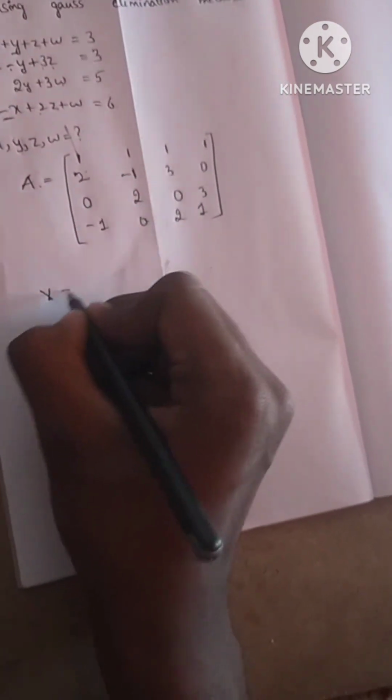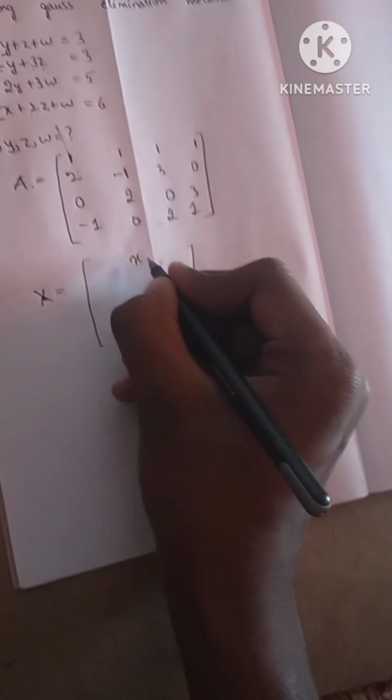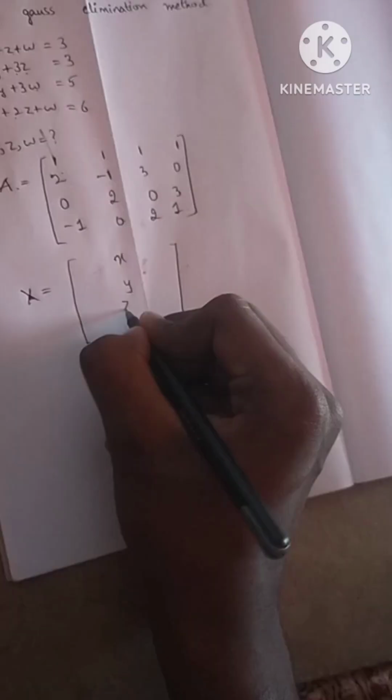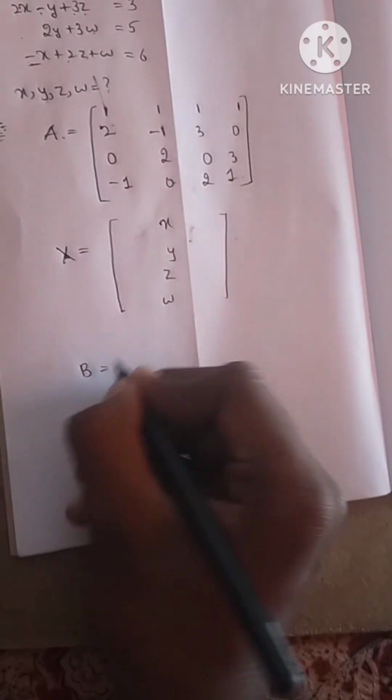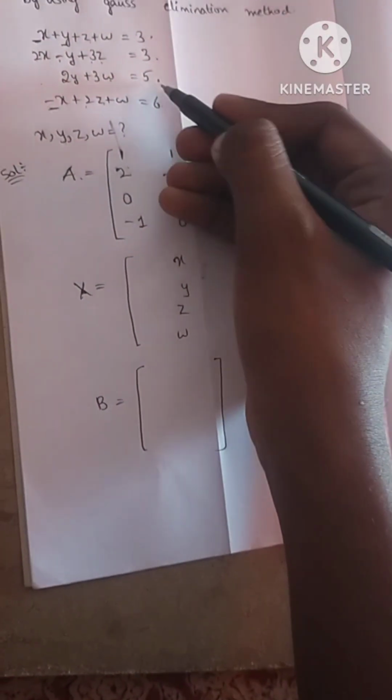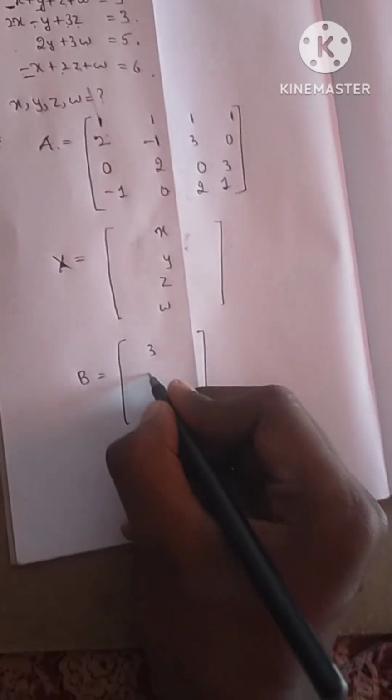So this is the A matrix. Next, the X matrix is the unknown values, which are x, y, z and w. Write them in column form like this: x, y, z and then w. Next, the RHS values we take as B. This is also a column matrix: 3, 3, 5 and 6.